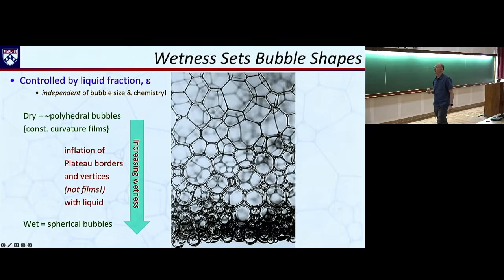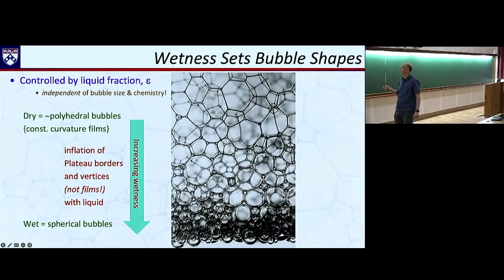Then is the wetness, and as I said a few times, when it's dry, it's polyhedral. When it's wet, the bubbles are spherical, and the wetness controls the bubble shapes in between. So bubble shapes are important. It's what we see. It affects behaviors, and it's controlled by wetness.